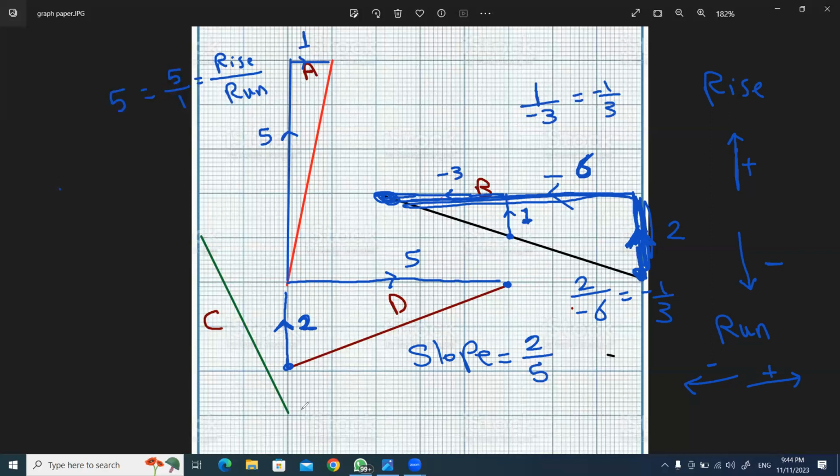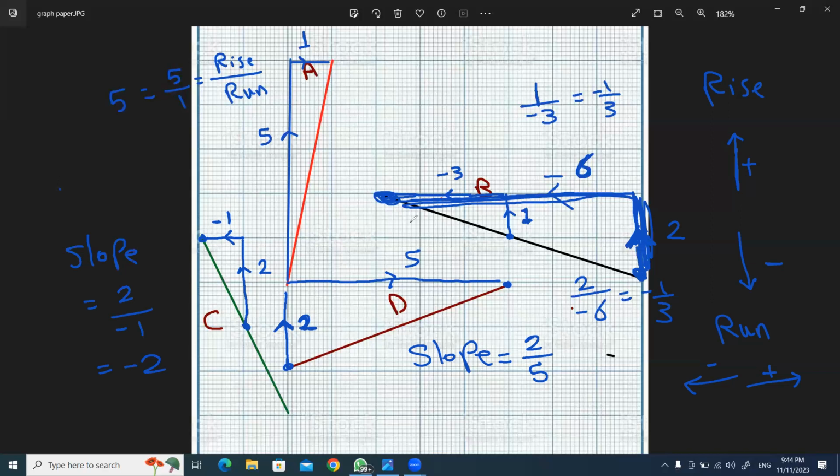What about the last line? We are going to take like this point and this point. Okay, and rise here is what? 1, 2. That's the rise, 2. And what is the run? The run is -1 because we are moving in this direction. So what is the slope of this line? The slope equals 2 over -1, which is -2.